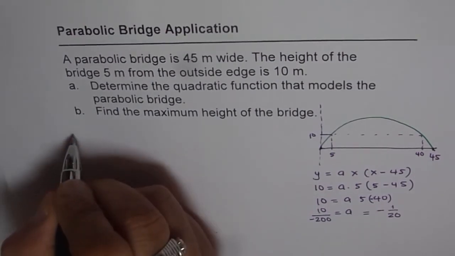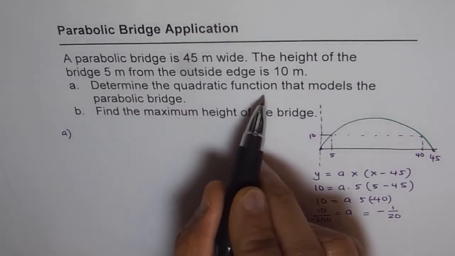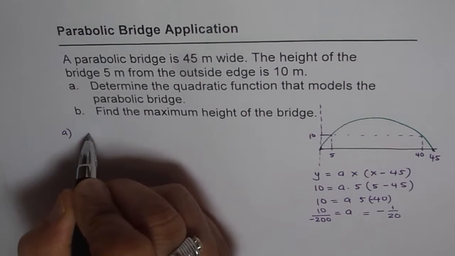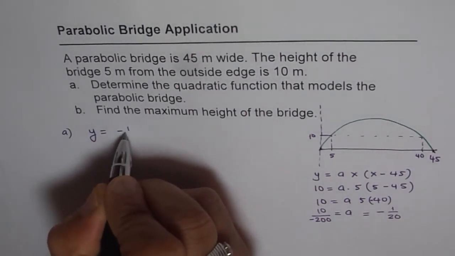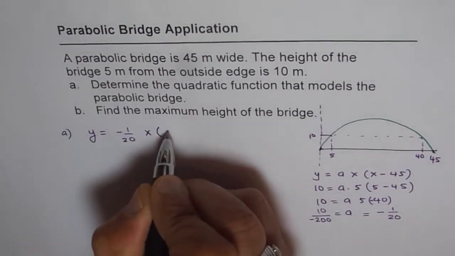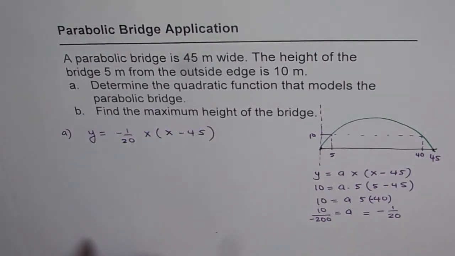And now let's write down our equation, which is part A. Determine the quadratic function that models the parabolic bridge. So the quadratic function will be y equals a, which is minus 1 over 20, times x times x minus 45. So this is the quadratic function which models the given situation.